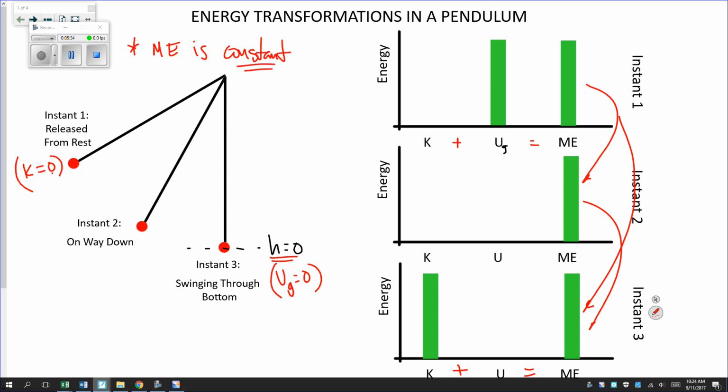There exists a constant amount of, maybe you say total, mechanical energy. All right? What can happen is that kinetic energy can convert into U_G, or U_G can convert into K. Or maybe like in instant 3, I need a new color here. No, I guess I'll just do green.